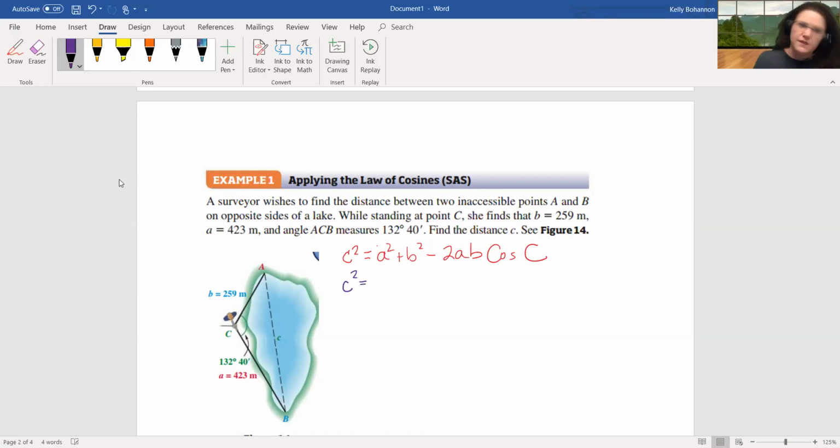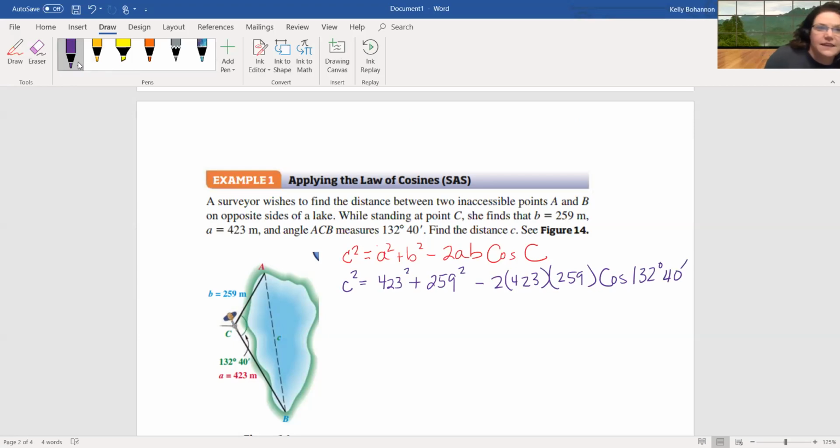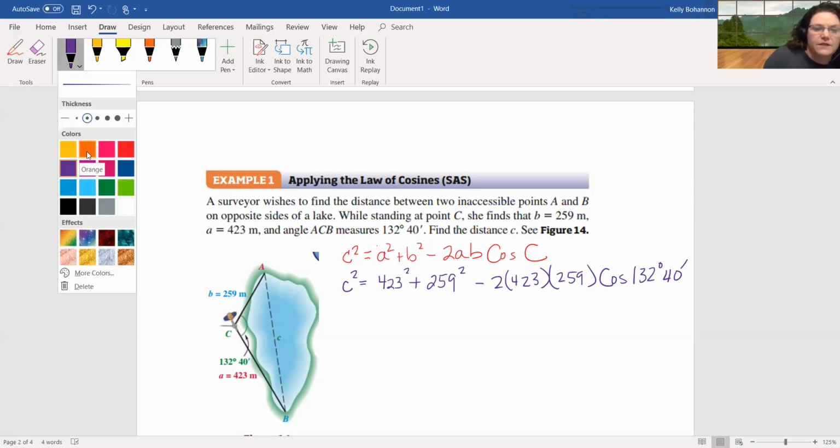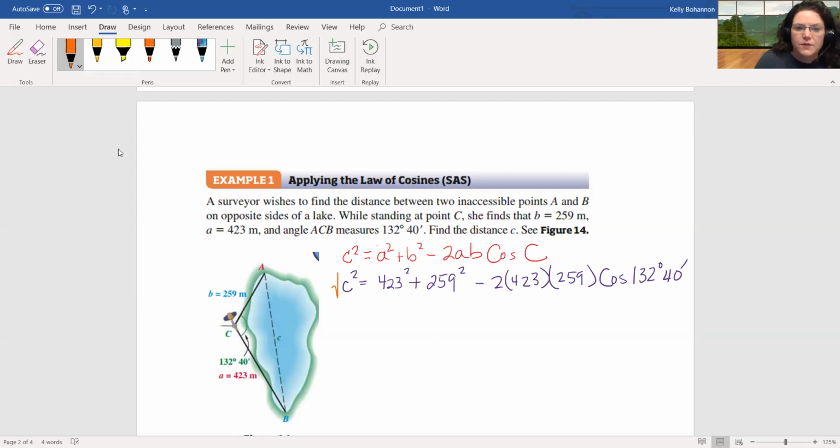So let's see. A squared, so 423 squared plus B squared is 259 squared minus 2 times 423 times 259 times cosine of 132 degrees 40 minutes. Now, I actually need the square root, and this is kind of a nice thing about your calculator. I need the square root of this because I don't need C squared, I need C. So pretend that's in the right place.